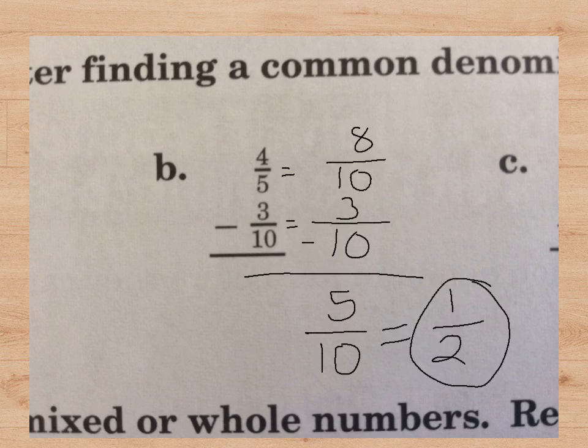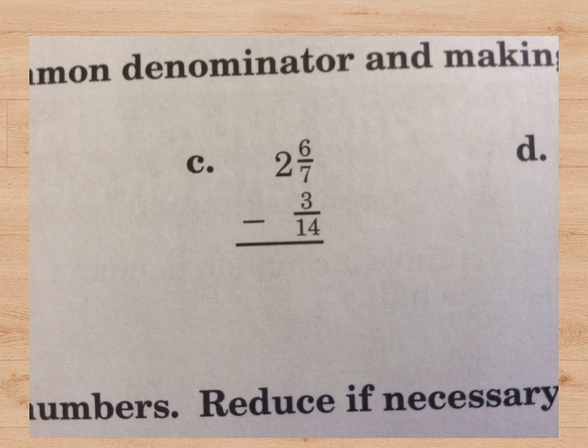C. We've got a mixed number and a fraction here. To add this, we still need a common denominator, so we're changing our 7 and our 14 to a number that's the same. What's the LCD for 7 and 14, the lowest common denominator for 7 and 14? It'd be 14. So we're going to bring everything over with the 14 on the bottom. 2 and something over 14, and something over 14.